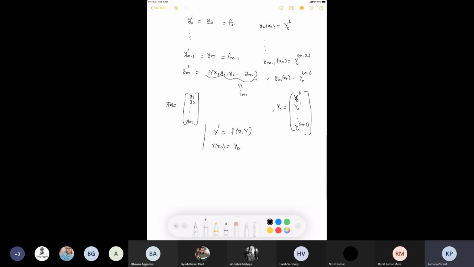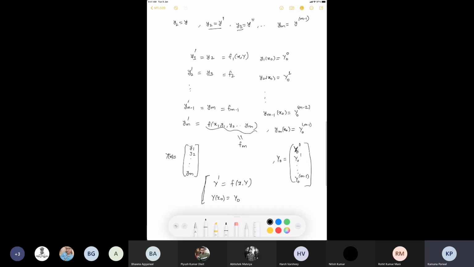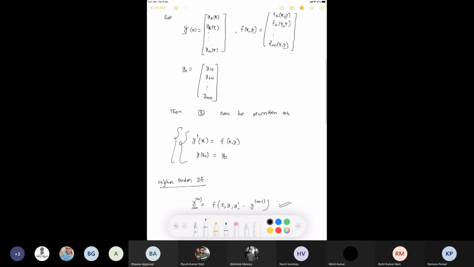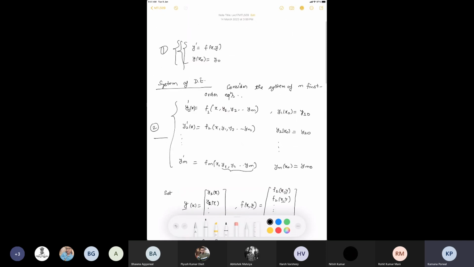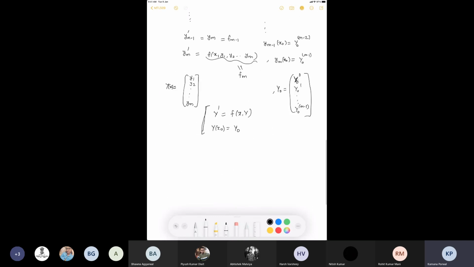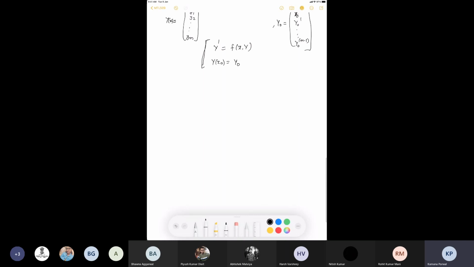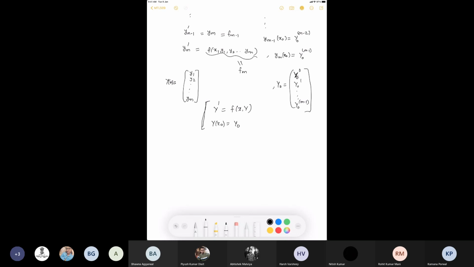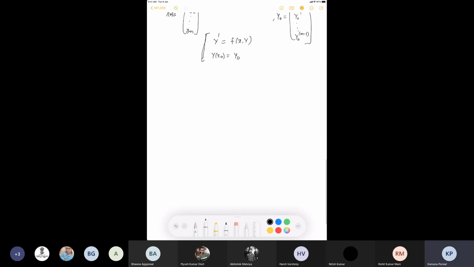So again, you could reduce an mth order differential equation into this form, which looks again the same form as what we have here, right? And the methods which we have learned here can be extended to systems of differential equations, and thereby you can use those methods to apply even for the higher order differential equations.